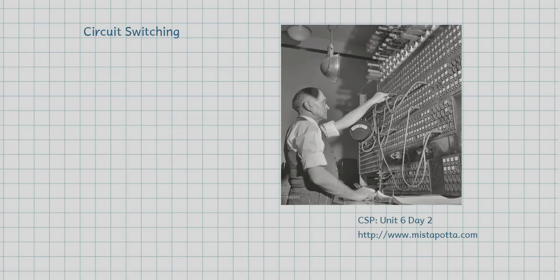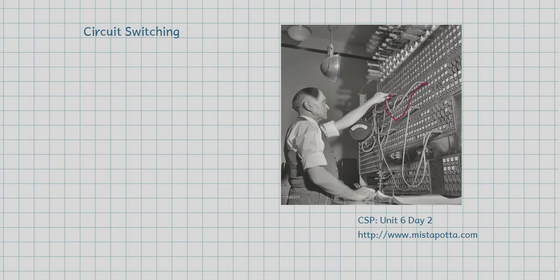switching. And if you've ever seen pictures of old movies where a man or a woman is taking cords and plugging them into various holes, what happened is a physical circuit had to be made from one location to another location. And once that circuit was made, then those computers or those telephones were able to communicate with each other. But that used up one of the circuits, and while that circuit was being used for that one communication, it could not be used for any other communications.